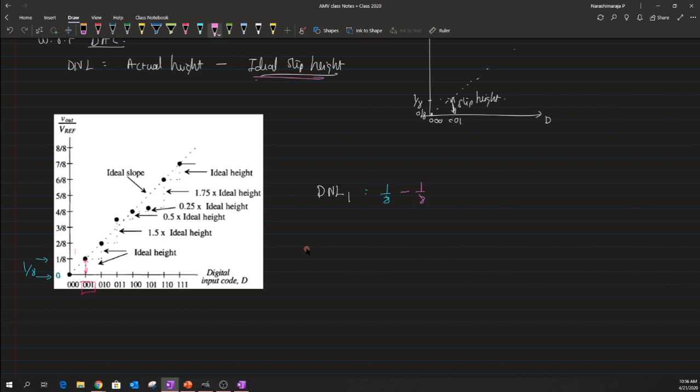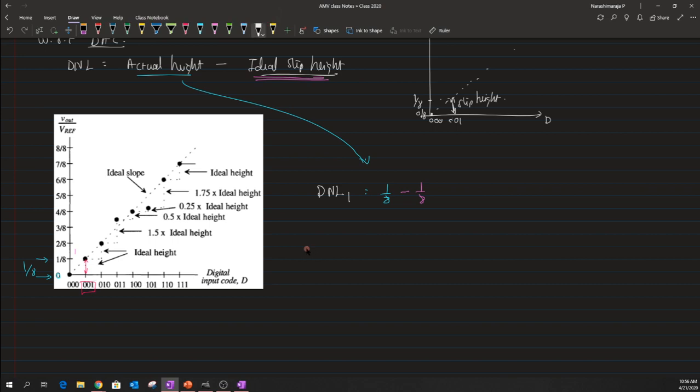So let me mark this pink color to represent my ideal value, and probably this color to represent my actual step height. And I begin with the definition of 1 rather than beginning with the definition of 0, just because there is no previous value below this 0 value to measure a height. That's the reason why we always begin with DNL1 rather than starting with DNL of 0. So we don't have anything like DNL of 0 for a DAC, clear.